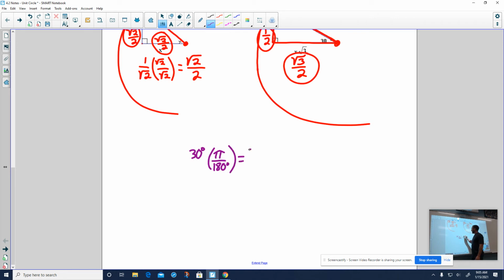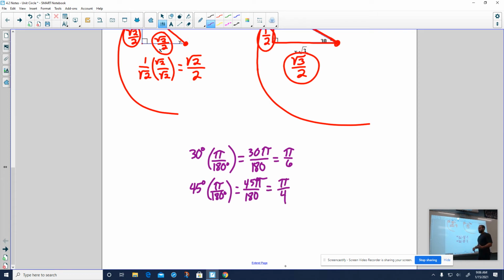All right, and then we would get 30 pi over 180. Well, that reduces. 30 goes into 180 6 times. So 30 degrees is pi over 6. You need to know that one. You also need to know that 45 degrees, when you multiply by pi over 180, I'm just proving it to you, I guess. You get 45 pi over 180. And 45 goes into 180 4 times. Hey, pi over 4. All right, so you need to know these.